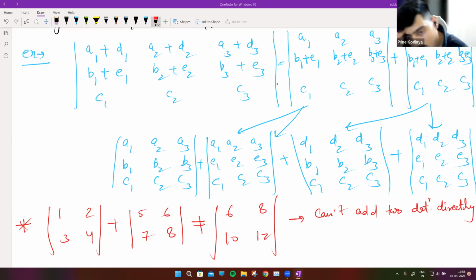Right? Okay, I'll have another question for you guys. See, in this case, when we broke this, finally we get four determinants, right? So I have two questions for you. The class is over for now. We are just left with one property. We'll solve that in the next class.